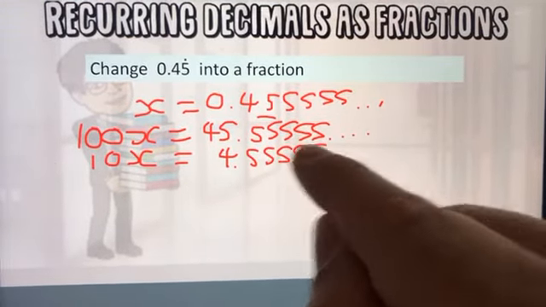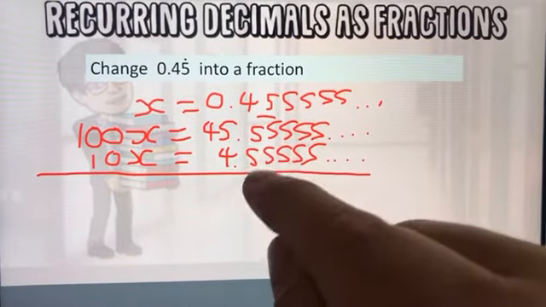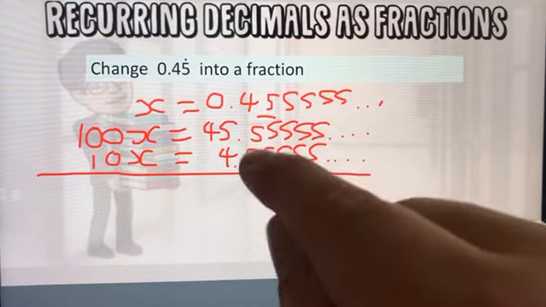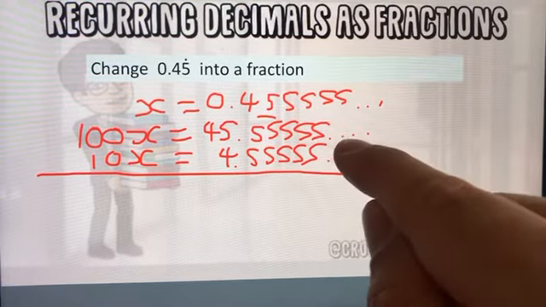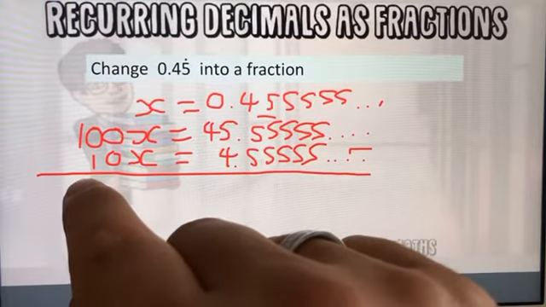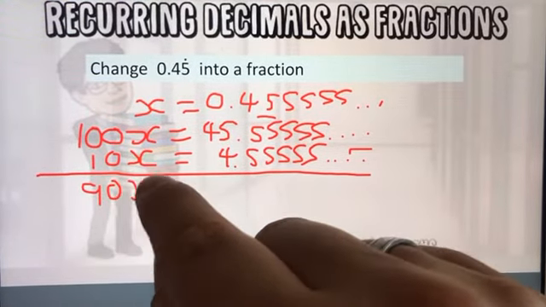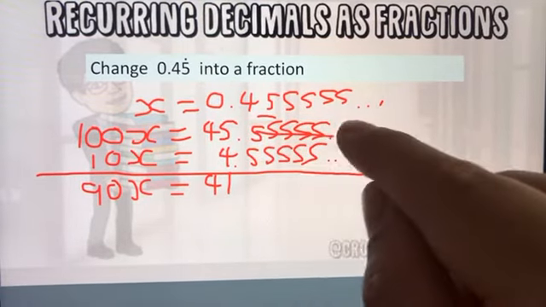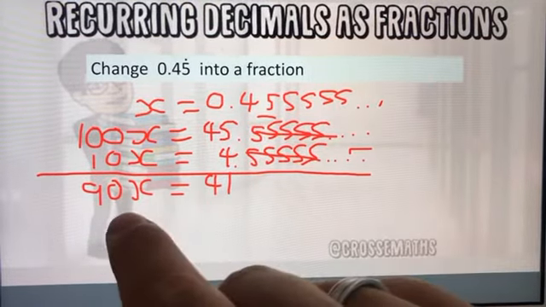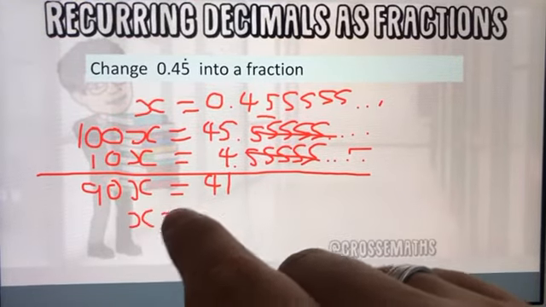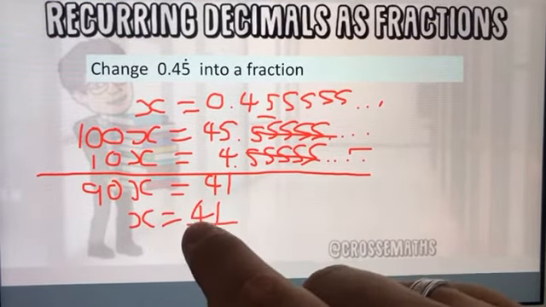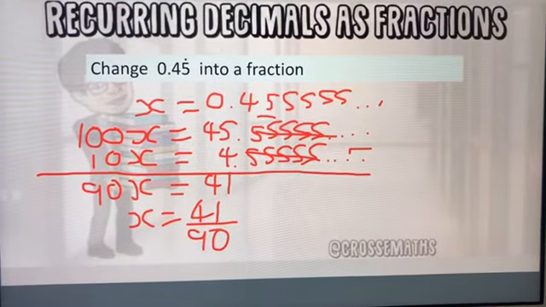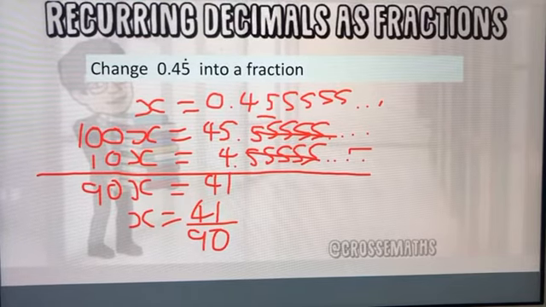4.55555... Your aim, as you can see by here, is to get the two recurring bits matching. You times them by multiples of 10 to get these bits on the end to be matching. If they're matching, you can take them away. 100x take away 10x is 90x. 45 take away 4 is 41. These bits take away, cancel out. 90x equals 41. If I divide through by 90, I end up with x equals 41 over 90. So you've gone from that at the top to a fraction down the bottom. 41 over 90, and that won't get any smaller because 41 is prime.